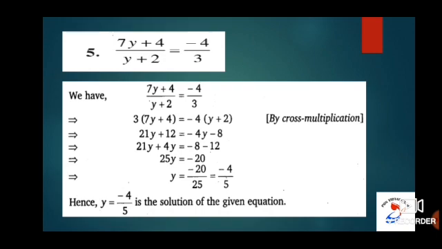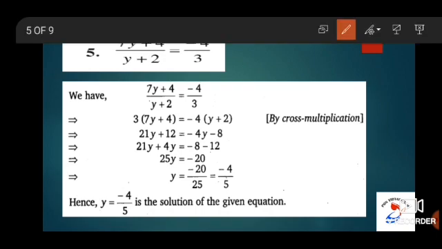Now, we will move on to question number 5 of the same exercise. Now, in question number 5, it is (7y + 4)/(y + 2) = -4/3. Again, we are going to apply the method of cross multiplication as I have told you. That is, you will take this -4, multiply with this term y + 2, and you will take this 3, multiply with the 7y + 4. We will see now what is happening.